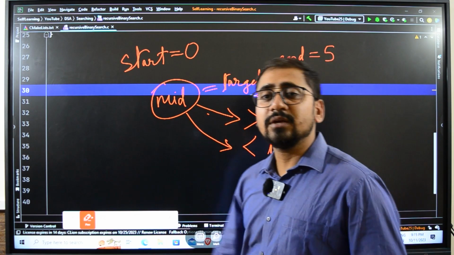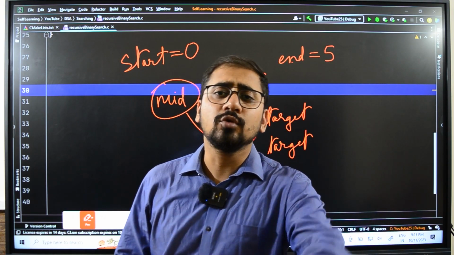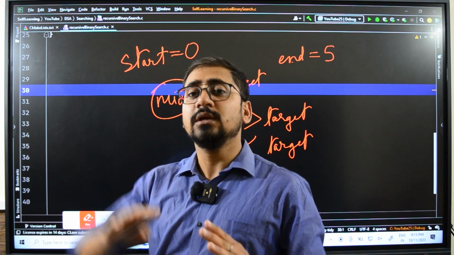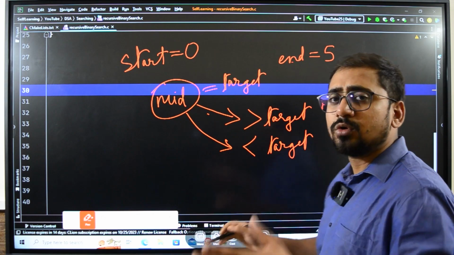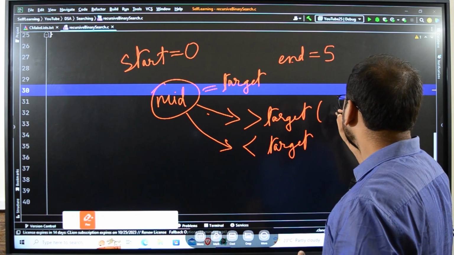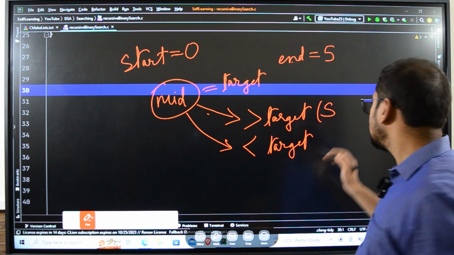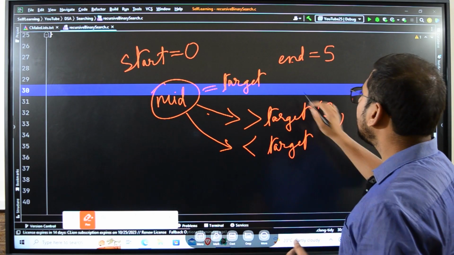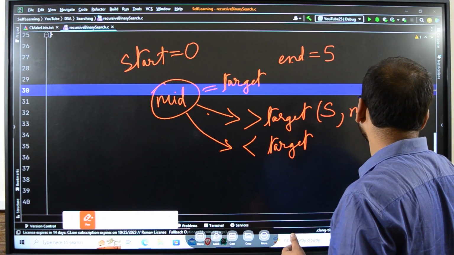If the value at mid is greater than the target element, then we were clear that we have to look on the left side of the mid, not on the right side anymore. In that case, start would remain the same, I am writing S as start here, but the end would change to mid minus 1.